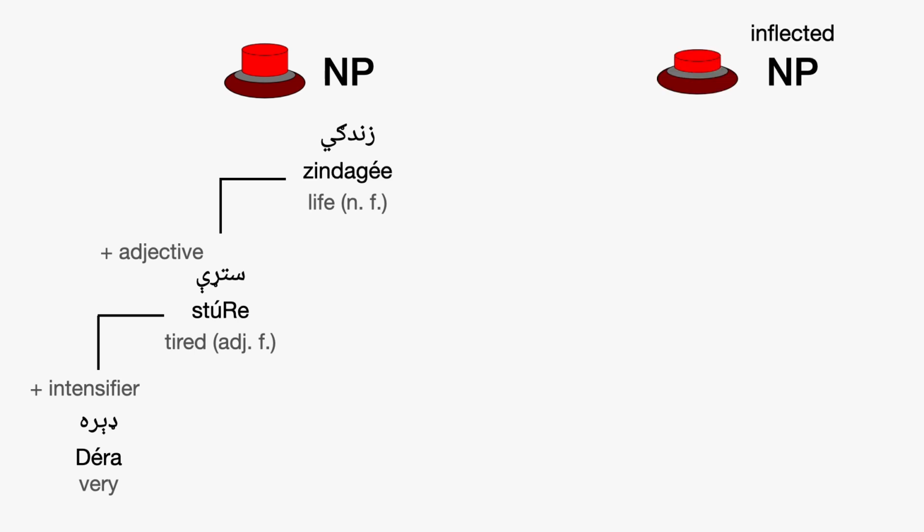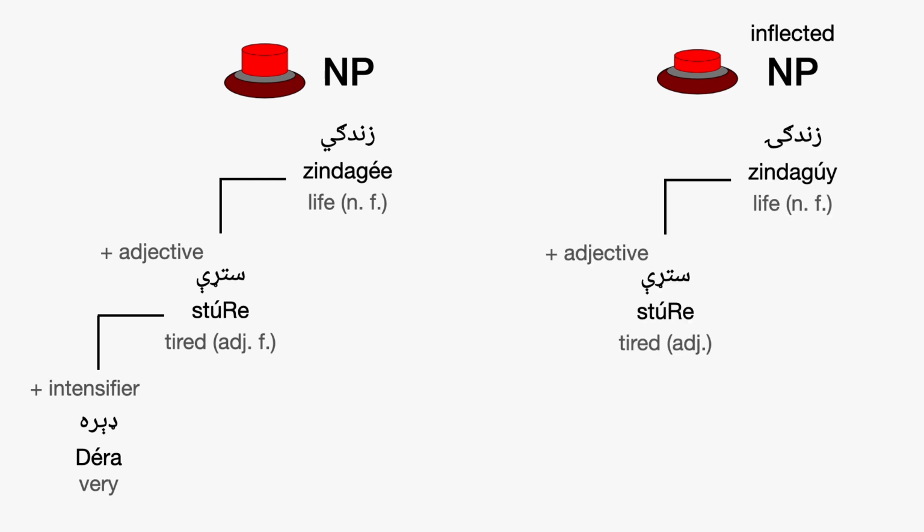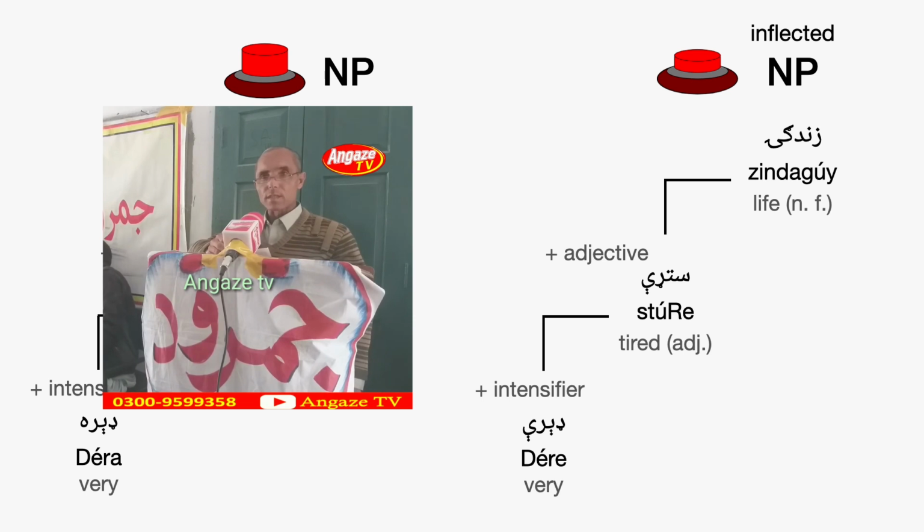So when we inflect that, we don't just inflect the head, as it's called, or the main word in the noun phrase. We've got to inflect it all the way down. So zindagۍ inflects to zindagۍ. And then our adjective is also going to have to inflect, but for this particular adjective, it doesn't change, it stays the same. And then the intensifier is also going to have to inflect. So we don't say ډېره, we say ډېرې. د ډېرې ستړې زندګۍ سره مخ شوی یم.